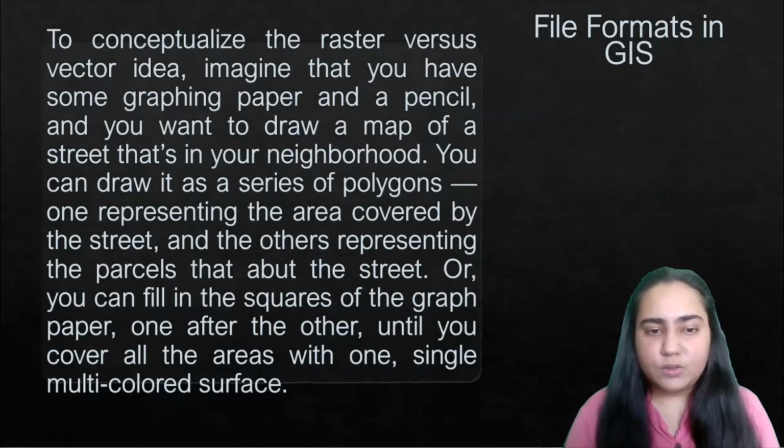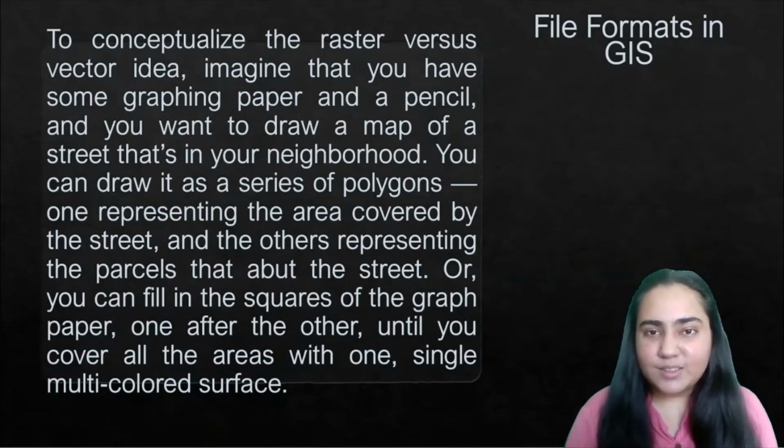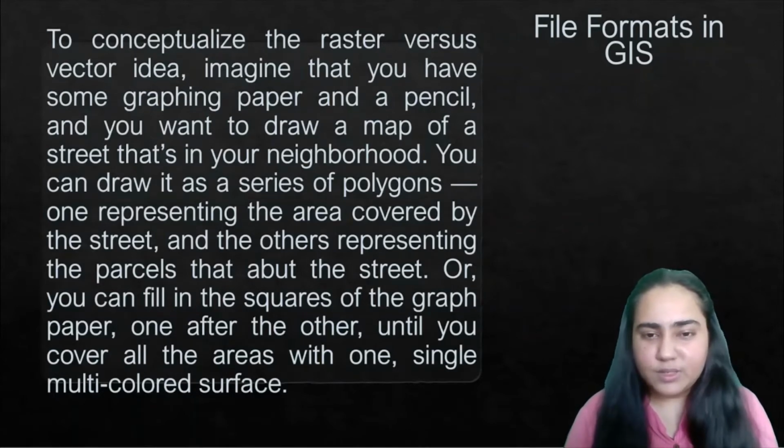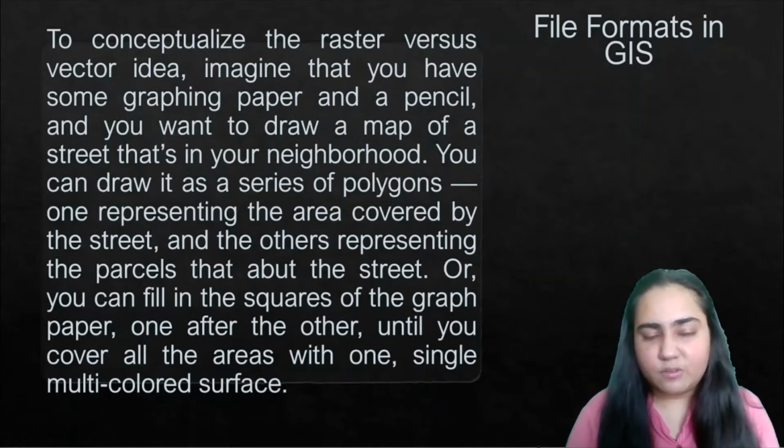Okay. You could also fill in the squares of the graph paper one after the other until you cover all the areas with one single multicolored surface. Because it's graphing paper, if you remember from your school days, is the kind of paper that has those grid lines. It has an x-axis, it has a y-axis, and I believe there are boxes on that paper of 1 centimeter. I think it is 1 centimeter. So those kinds of boxes are available.